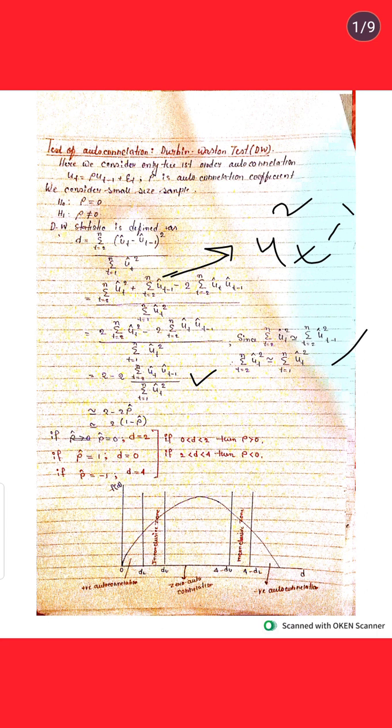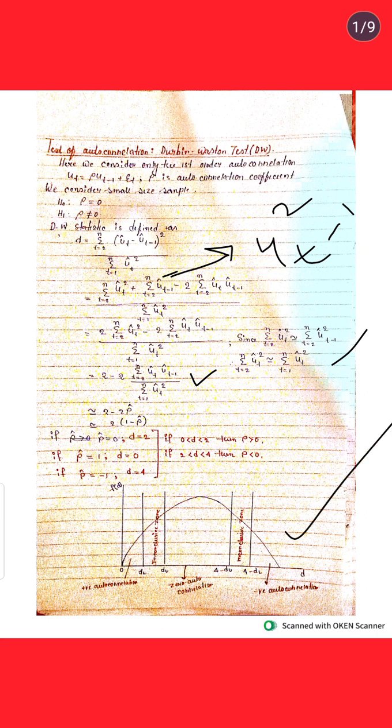If rho hat is equal to 0, D is equal to 2. If rho hat is equal to 1, D is equal to 0. If rho hat is equal to minus 1, then D is equal to 4. If D is in between 0 and 2, then rho is positive. If D is in between 2 and 4, then rho is negative.